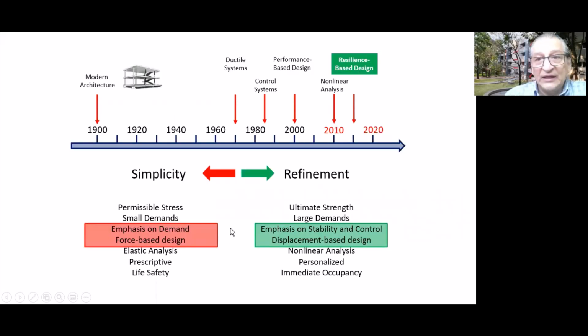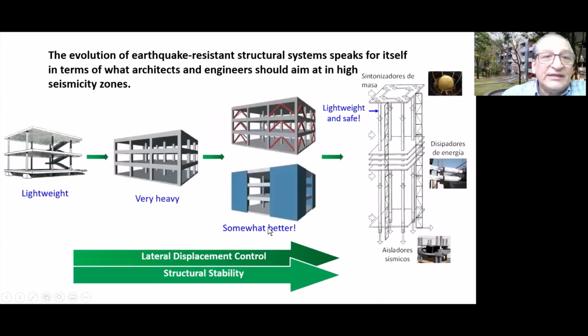technological development. That's why we can understand now this slide, why to achieve a resilience-based design, we need to make emphasis on stability and control, and we need to change from force-based formats to displacement-based formats. The evolution of earthquake-resistant structural systems speaks for itself in terms of what architects and engineers should aim at in high seismicity zones, because we clearly see through that evolution that we have tried every single time to improve the lateral displacement control and to improve on the structural stability.